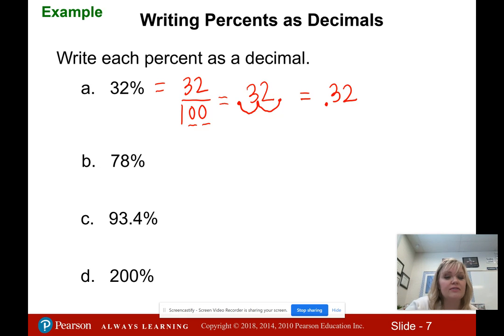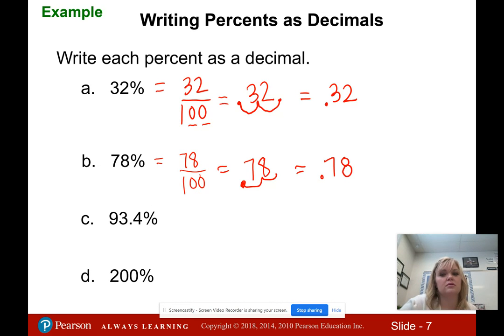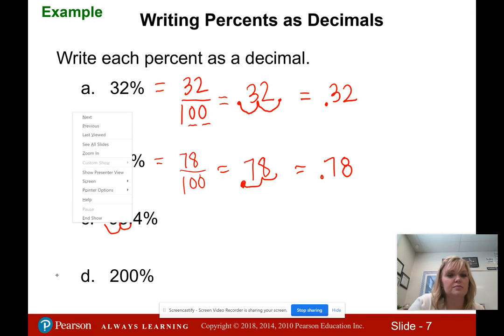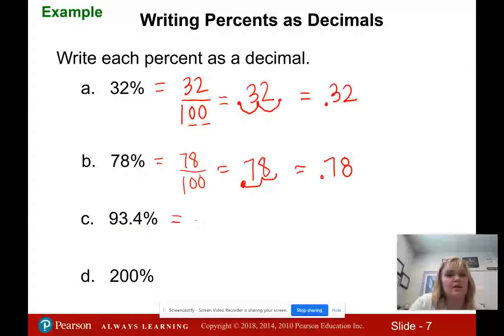So 78%, same thing: it's 78 out of 100, so I move the decimal 2 places to the left. Then it will be 0.78. And then 93.4%. Remember, that's out of 100, so I divide by 100 or move the decimal 2 places to the left. So that should be 0.934. And then same with 200%.